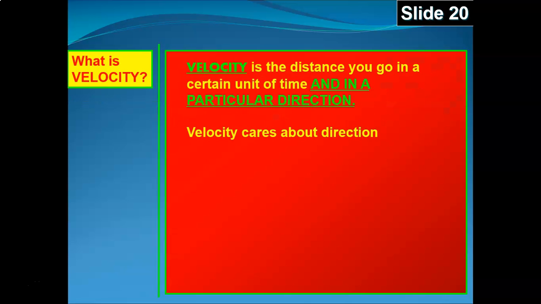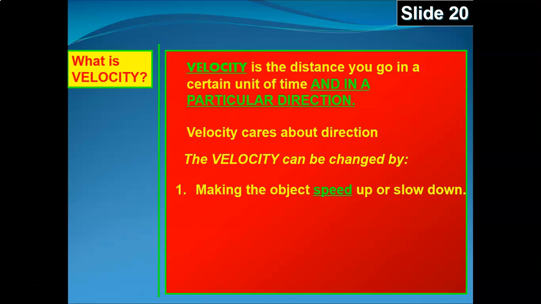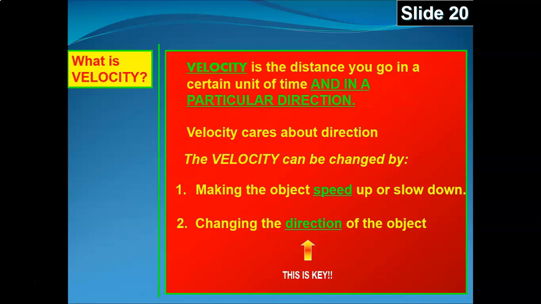So what is velocity? Velocity is the distance you go in a certain unit of time and in a particular direction. Velocity cares about direction. Velocity can be changed by making an object speed up or slow down, but it can also be changed by changing the direction of the object. Even if it's going the same speed, if you change the direction, you've changed the velocity. So this point here is key, and the change in velocity has a name called acceleration, and we'll deal with that in a future lesson.